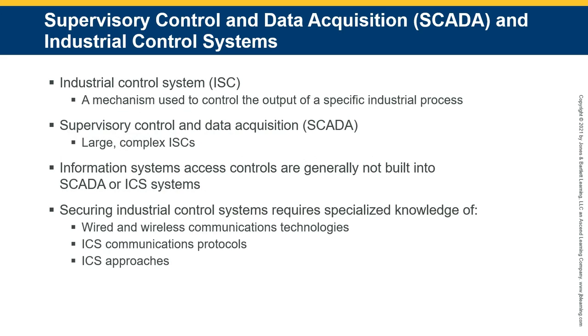Supervisory control and data acquisition, and industrial control systems: a mechanism used to control the output of a specific industrial process. Information systems and access control are generally not built into SCADA and ICS. Securing industrial control systems requires specialized knowledge of wired and wireless communication technologies, ICS communication, and ICS approaches.